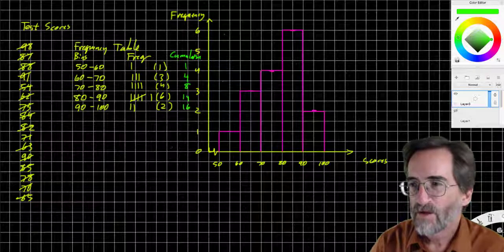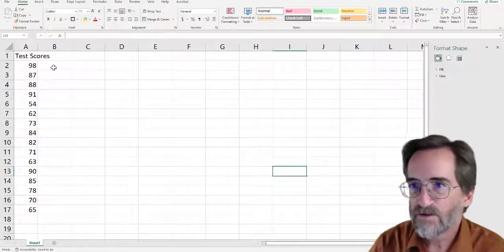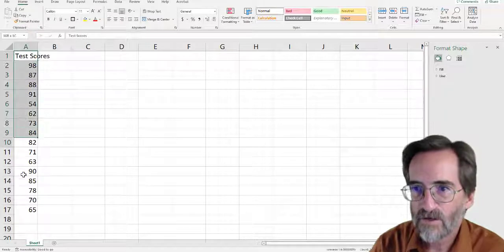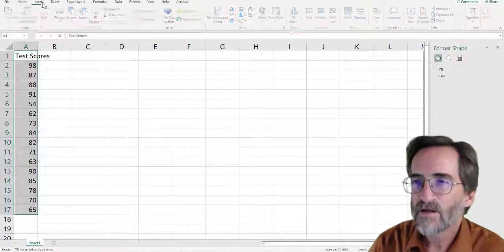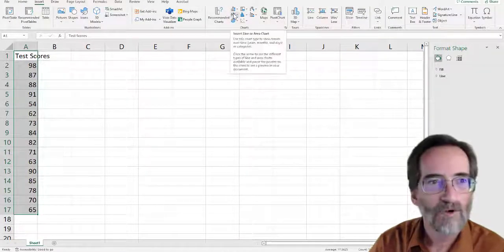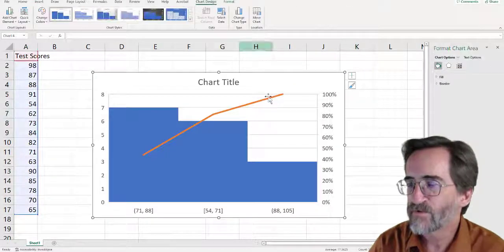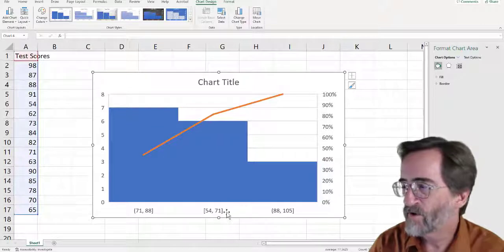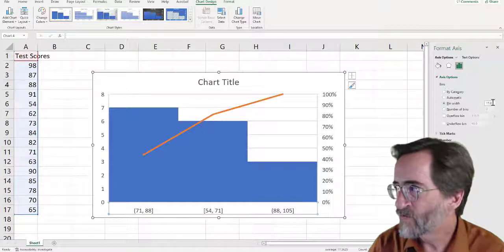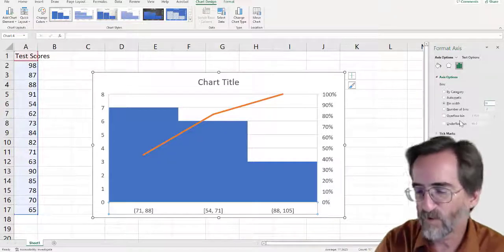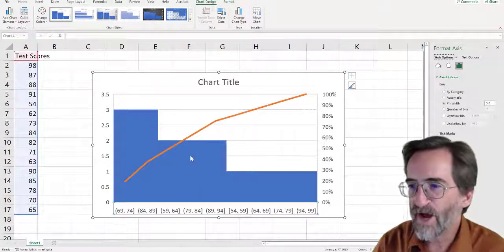Okay, and let me show you what that looks like in here. Test scores. Okay, insert, boom. Okay, insert, and this is our cumulative frequency. Again, I want to modify the bin widths. Format axis. Bin width is 17. Let's set it to 5. All right, and you can see what happens to the frequency as it goes.